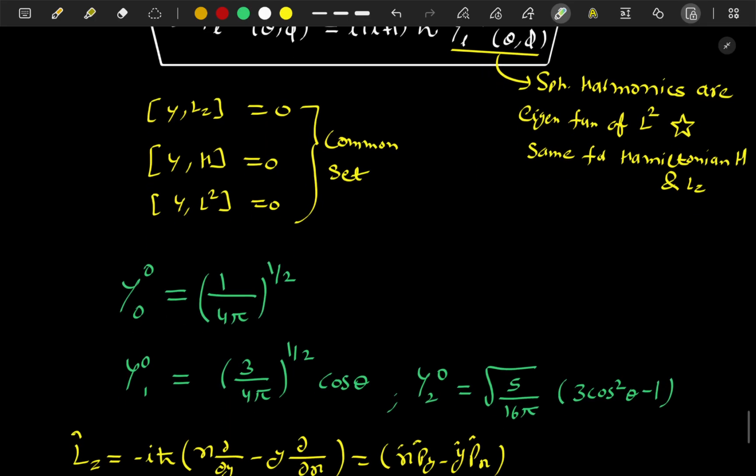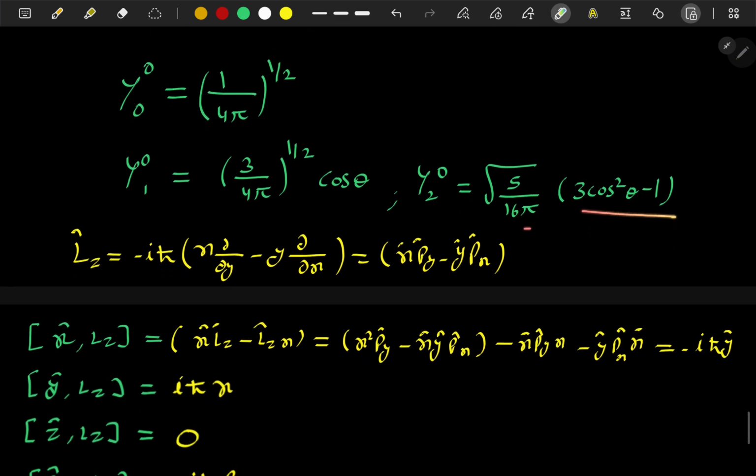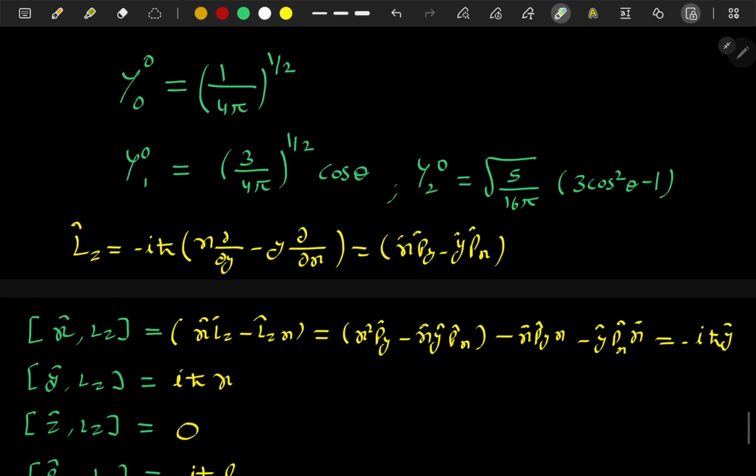Y00 is 1 upon root 4 pi, Y10 is root 3 by 4 pi cos theta, and Y20 is root 5 upon 16 pi times (3 cos square theta minus 1). If L is 0, m is 0, it is 1 upon root 4 pi. If L is 1, m is 0, it is root 3 by 4 pi cos theta. If L is 2, m is 0, it is root 5 upon 16 pi (3 cos square theta minus 1). You have to revise it daily to remember these things. It's not easy to remember all this, but you have to.